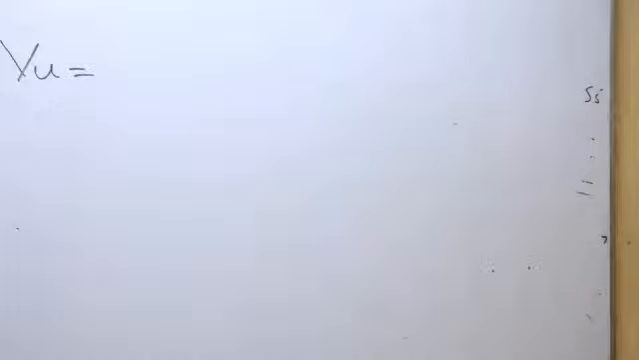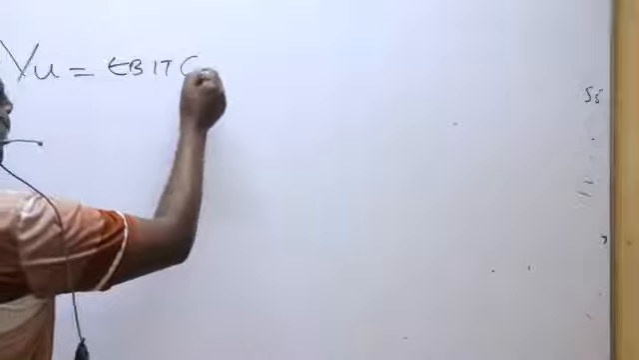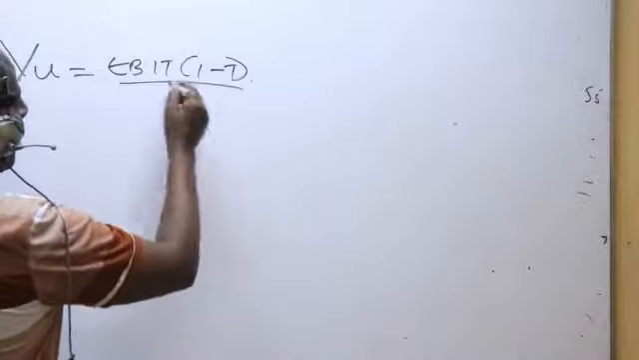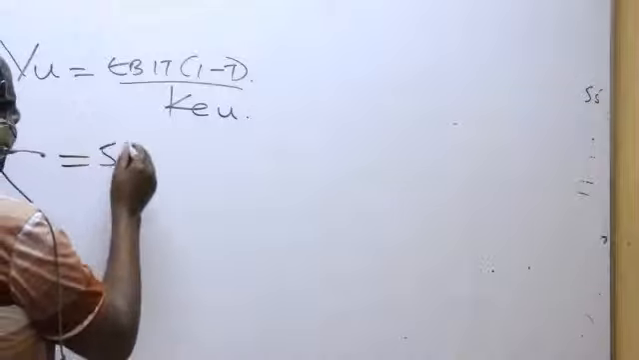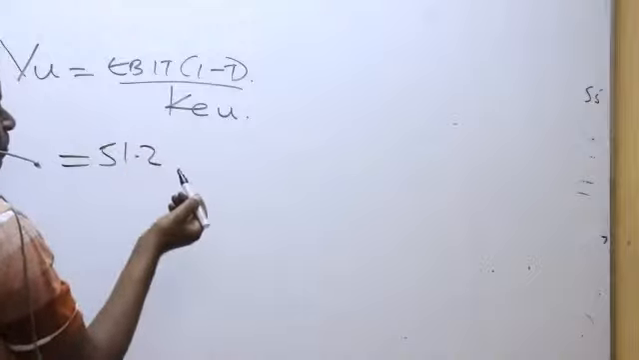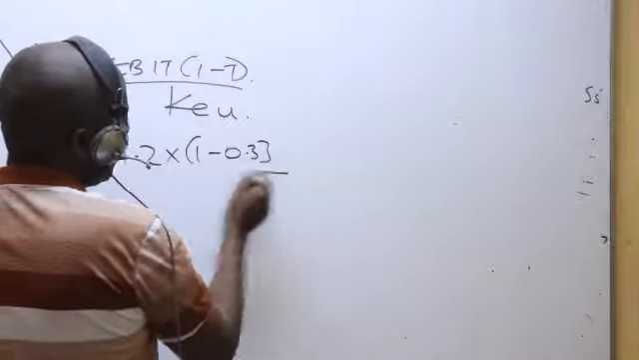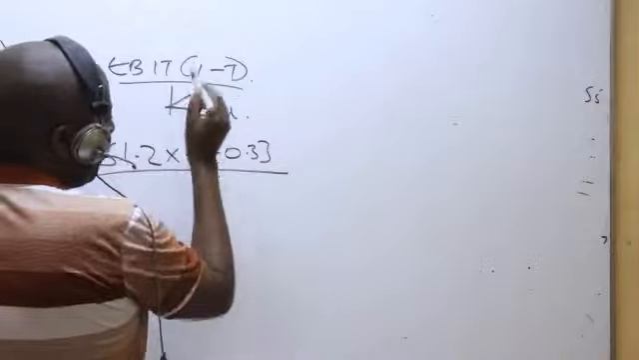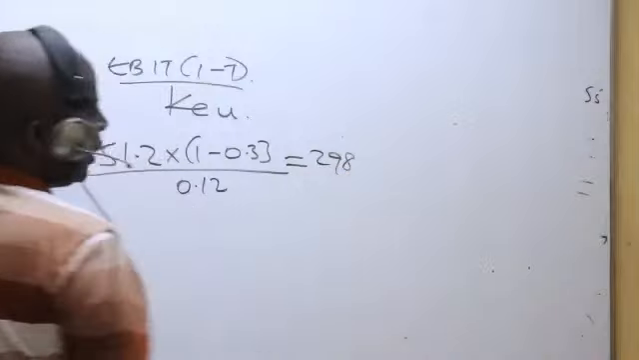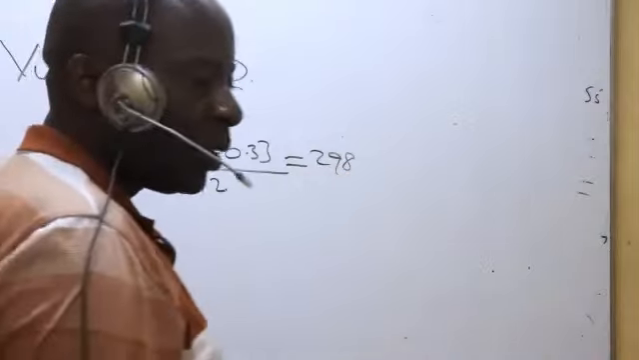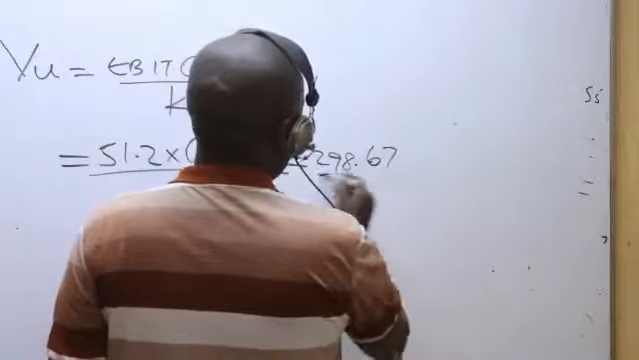unlevered firm, which in this case will be equal to EBIT times (1 minus tax), all over the cost of equity of the unlevered firm. EBIT is not changing, it's 51.2, we got it up there. So 1 minus tax is 30%. The cost of equity of the unlevered firm, we got it up there, it was 0.12. Could you kindly confirm that this will give us 298 point what? Yes, 298.67. Thank you very much.